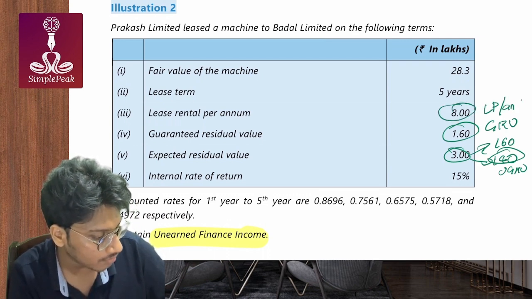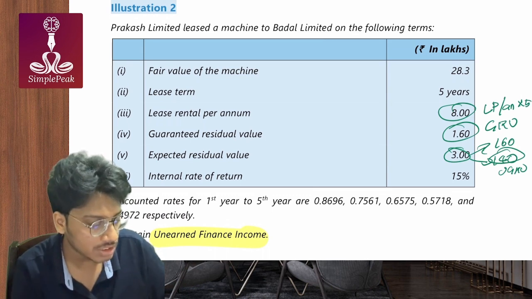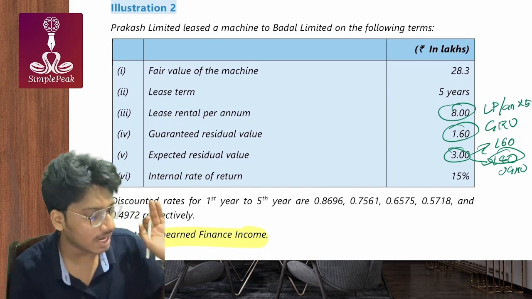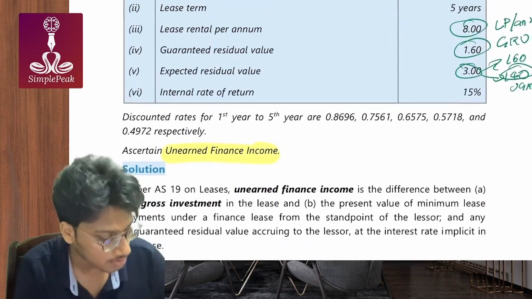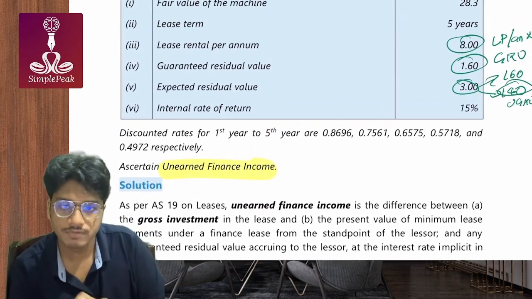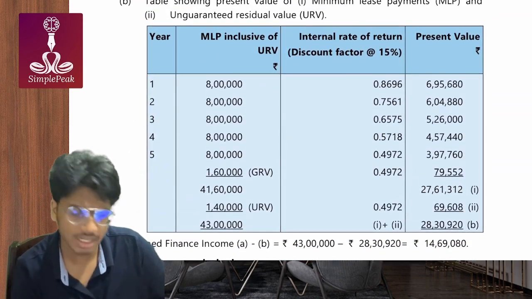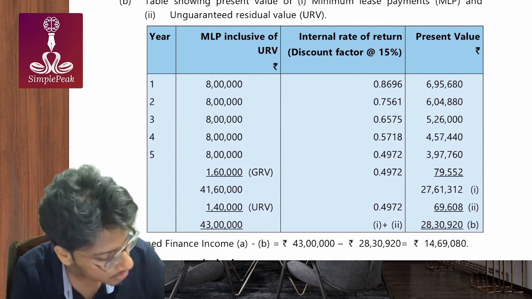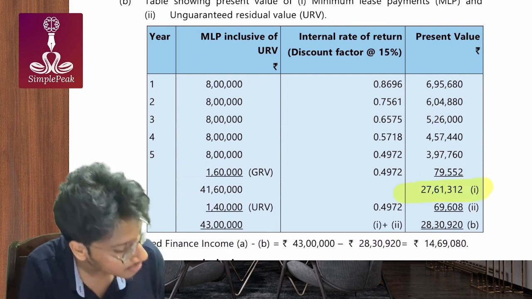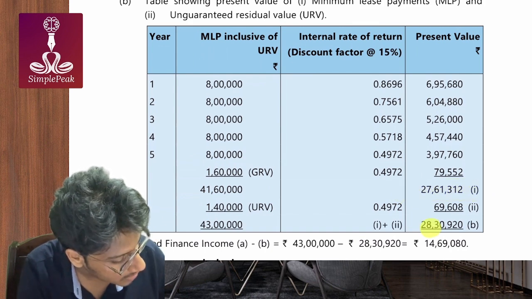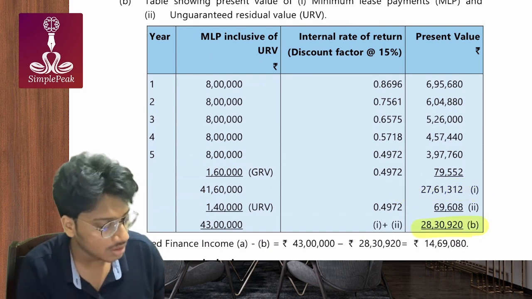This is your lease payment per annum. You need to take it for 5 years, so 8 into 5, you have to take 40 lakh plus 1,60,000 plus 1,40,000. That will be your gross investment. And based on that, you need to compute the present value also with that amortization table. You will get the value over here, 28 lakh 3920.